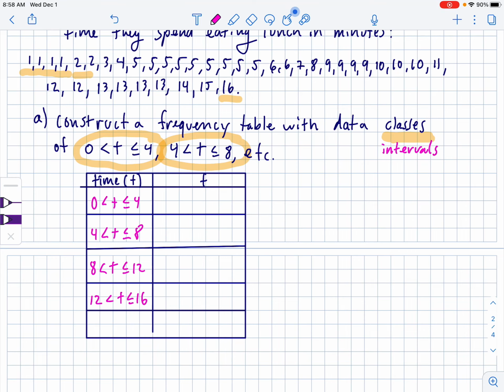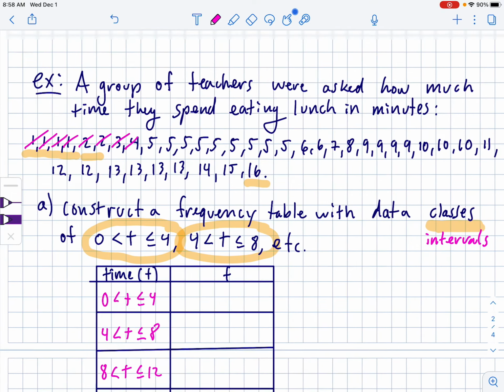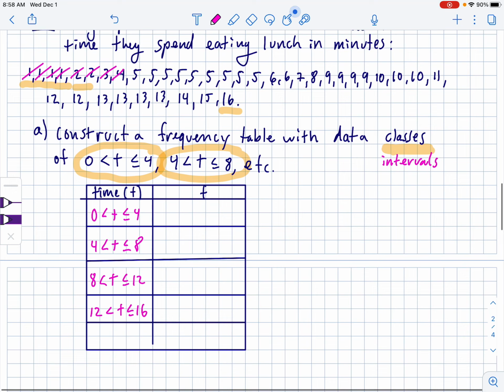Now, if you go through that data and you start crossing off, like, from 0 to 4, if I look just here, not including 0, but there's no zeros, and all the way up to 4, there's 1, 2, 3, 4, 5, 6, 7, 8 pieces of data.